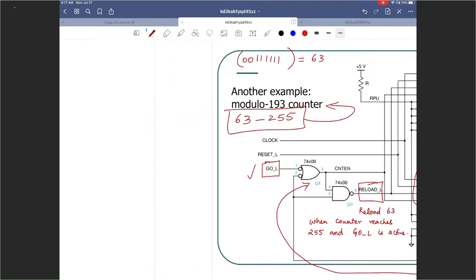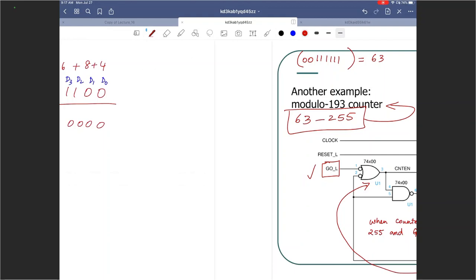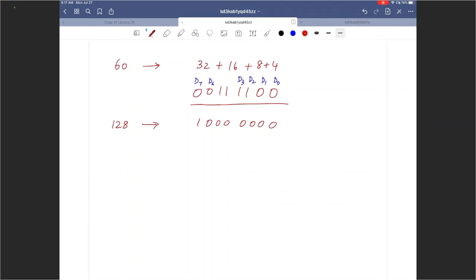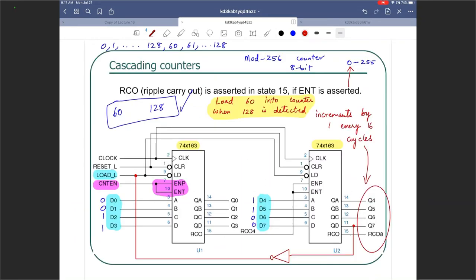Now, I hope that with this discussion, you guys have seen how you can start and stop from any arbitrary value. In the previous example, we said 60 to 128. I hope you see you can start from any value to any value between 0 to 255. You could do anything with it. So I hope you gain that skill to start at any arbitrary value and to stop at any arbitrary value. All we have to do is detect and load, and that's it.